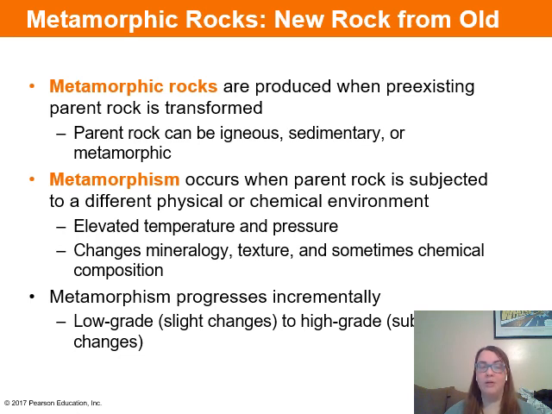entirely different rock. So metamorphism is going to change not only the minerals found inside of the rocks, but it's also going to change the texture and sometimes even the chemical composition, what kind of elements are found inside of those rocks. But metamorphism happens incrementally, just like we saw with the development of coal. We're going to start off with these low-grade metamorphic rocks that have just had slight changes to them, and then we're going to work our way through an order to eventually end up with our high-grade metamorphic rocks, where there have been substantial changes to that rock from the parent rock to the new metamorphic rock.